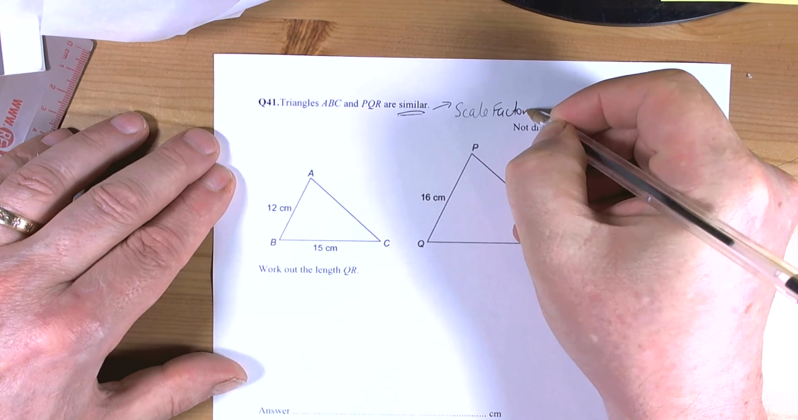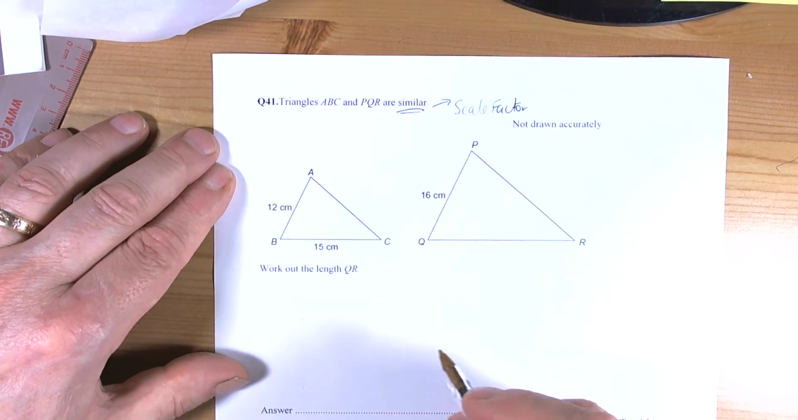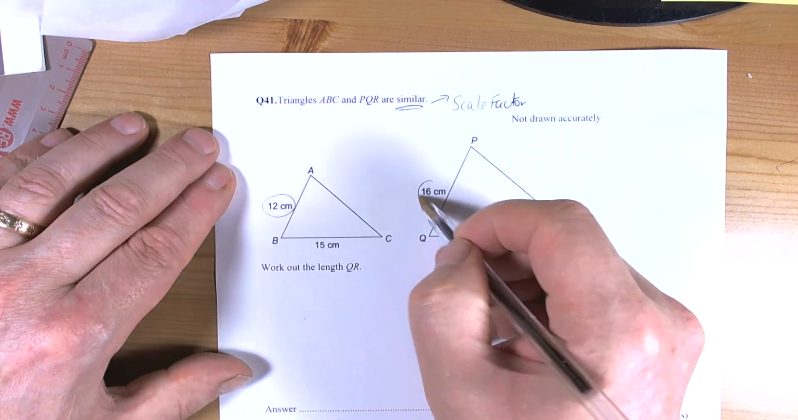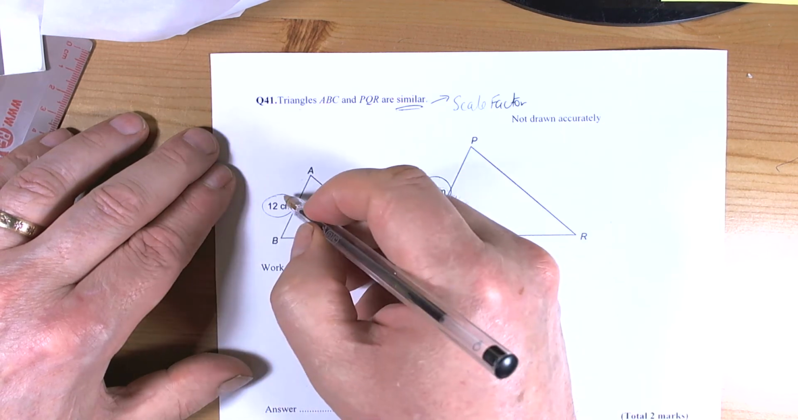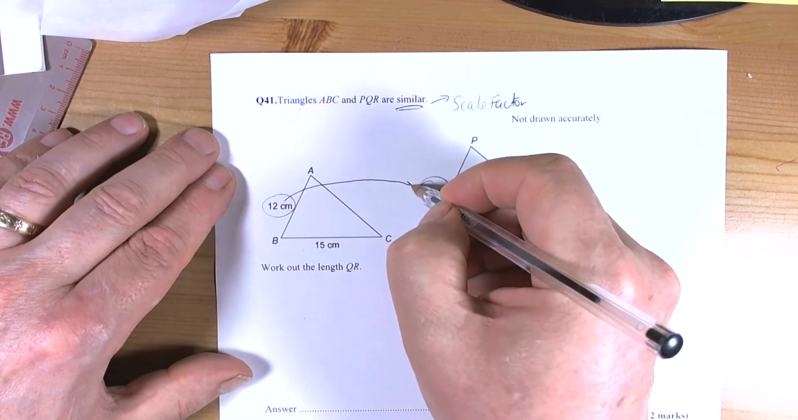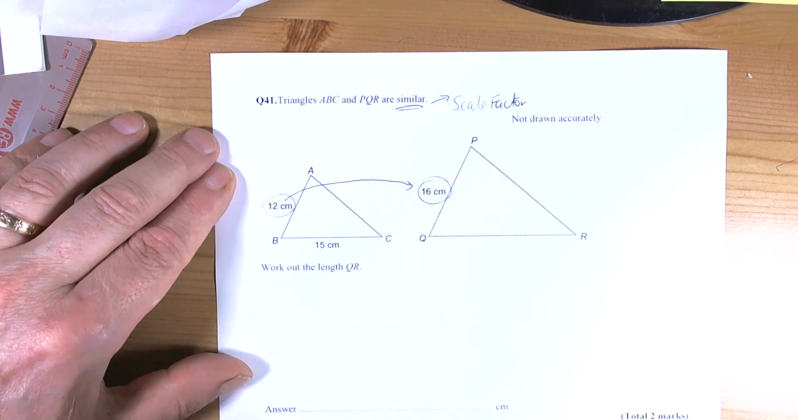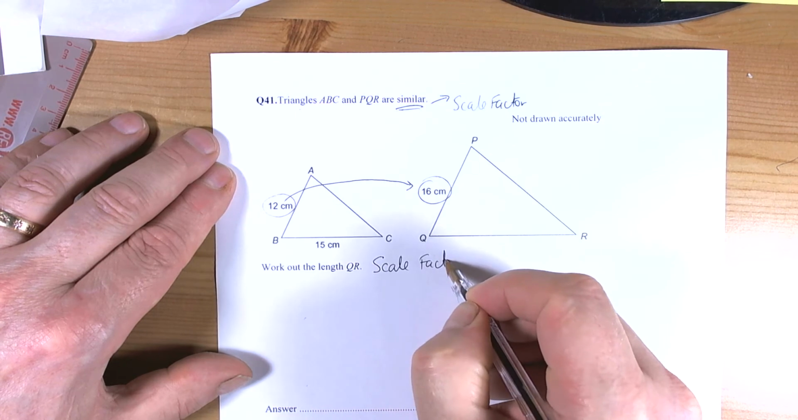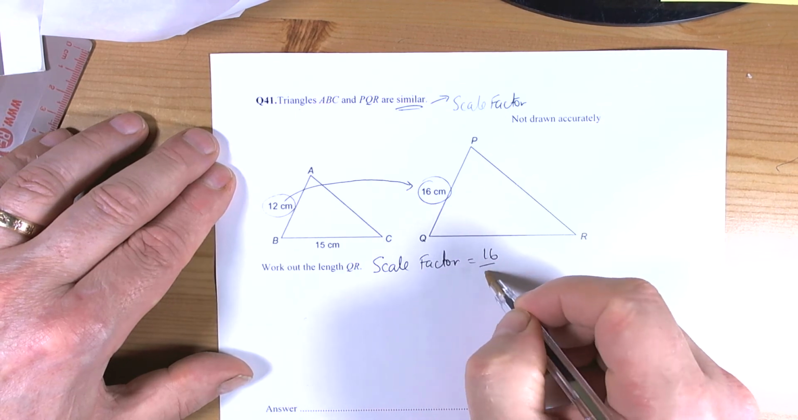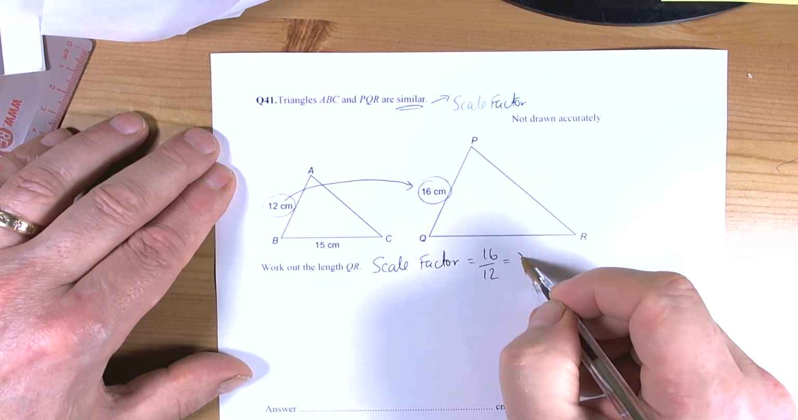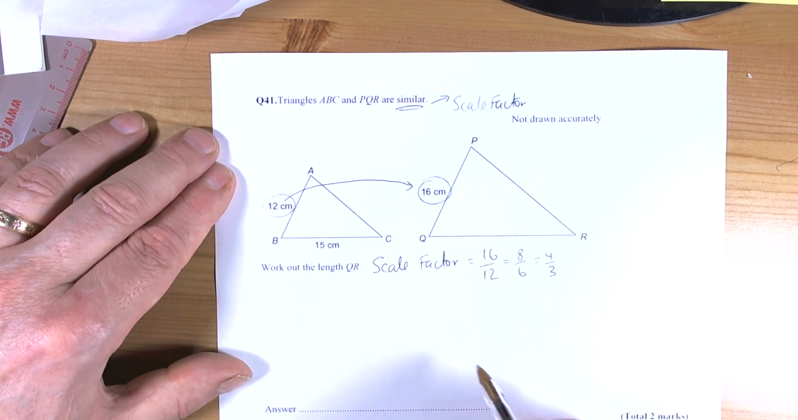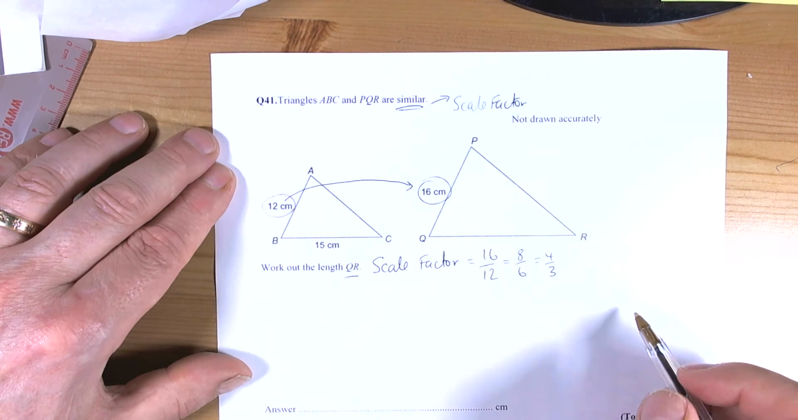So we need a scale factor. So we look for corresponding lengths, and we can see here that this length and this length are in the corresponding positions. So we can work out our scale factor by dividing the new length by the old length. So the scale factor between the two shapes is equal to 16 over 12, which is 8 over 6, which is 4/3. Okay, and then it says work out the length of QR.